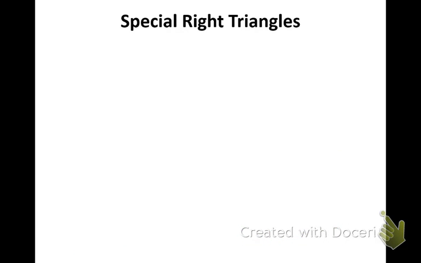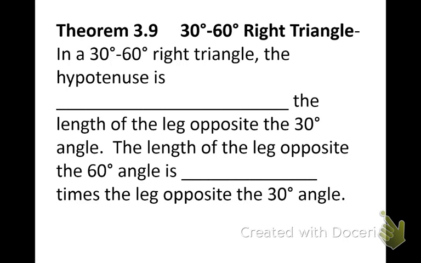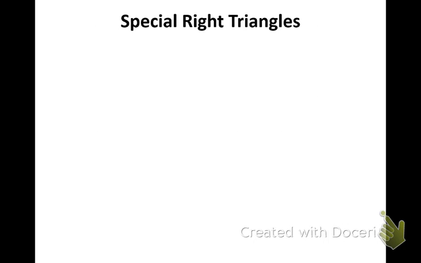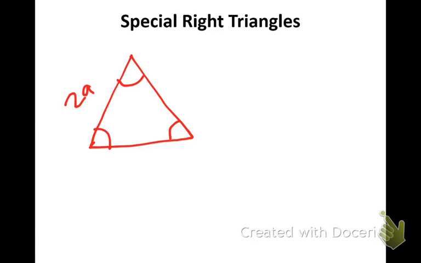So, special right triangles. Let's take an equilateral triangle. We know all the angles in an equilateral triangle are the same. It's equiangular as well. It's a regular triangle. We'll say the side length is 2a. If I drop an altitude, then half of 2a is a, and we'll call the height h.